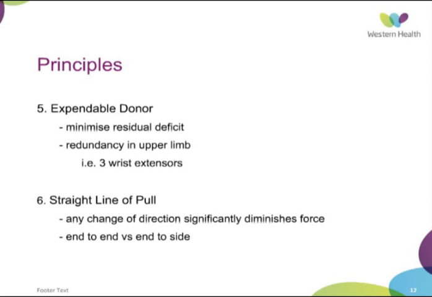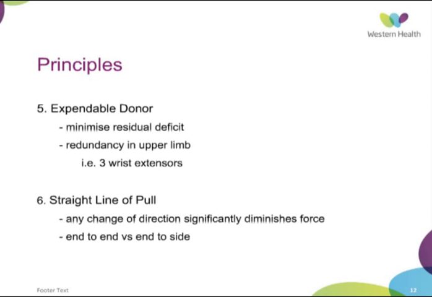You need an expendable donor. So you don't want to take away a muscle tendon unit which is going to have a very important function and be left with a further deficit. Luckily in the upper limb, generally there is a lot of redundancy. For example, there's 3 main wrist extensors, so losing one of these generally has very little residual deficit.